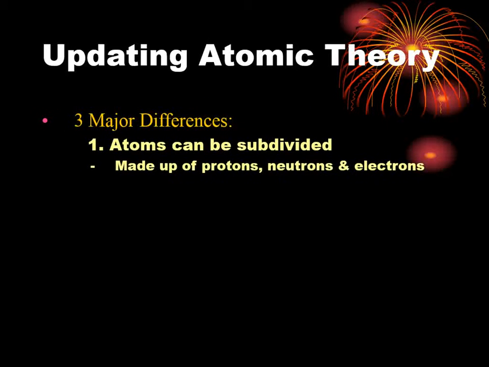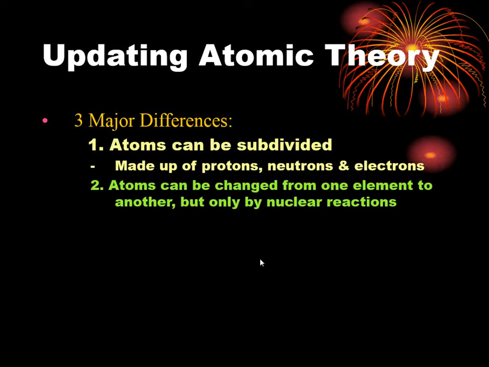Atoms can be subdivided, and we did find out about protons, neutrons, and electrons. Okay? Neutrons, I believe, were discovered in 1932 by Chadwick. Okay? Protons were kind of always there because we always had a positive and a negative effect, but when we discovered neutrons we knew that the nucleus of the atom was made up of protons and neutrons.